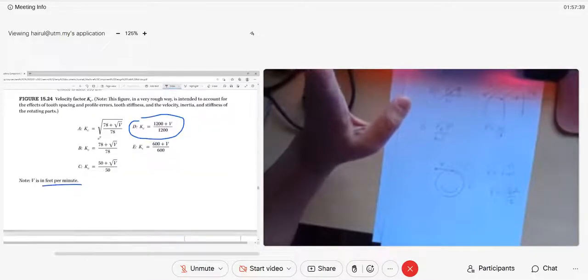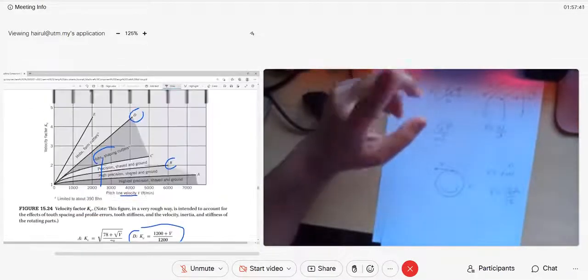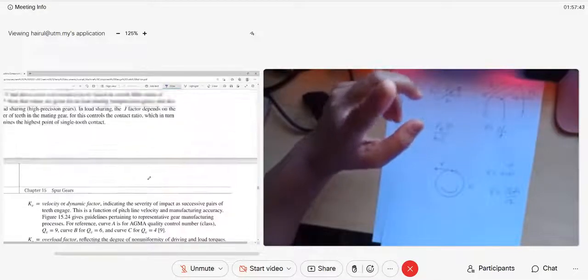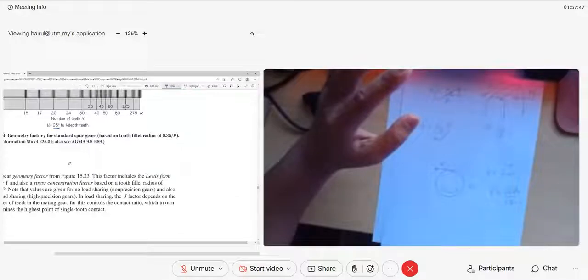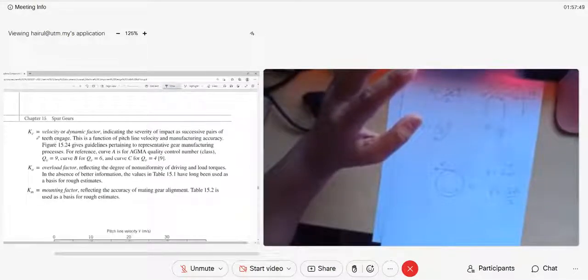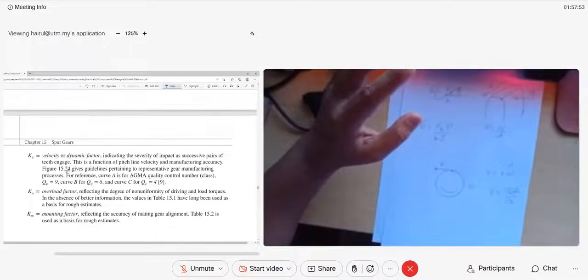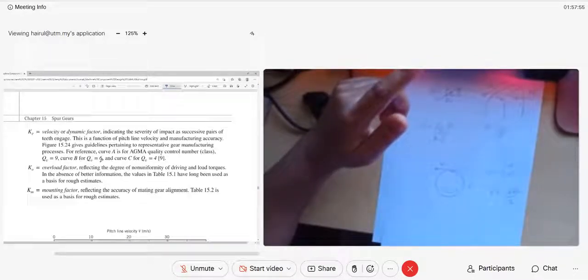So B will be this one. Sometimes also equation, you have to look, guys. You don't depend on not. Make sure you read this part under this topic: KV, velocity diameter indicating survey of impact. Figure 50.24, this one.